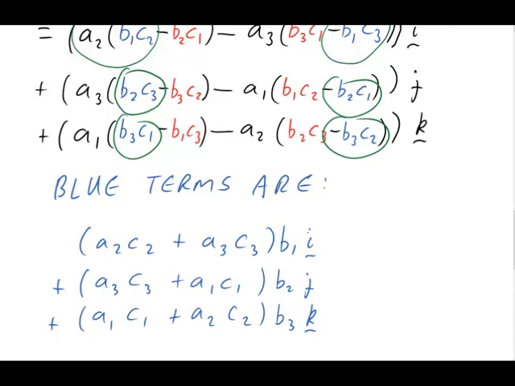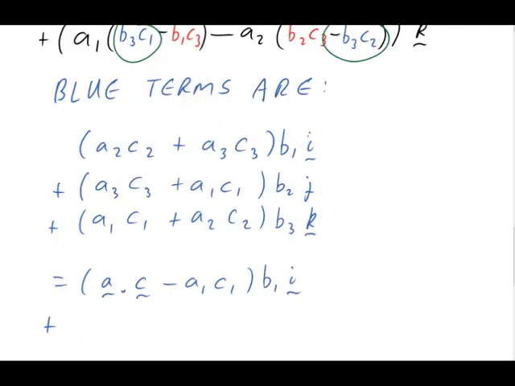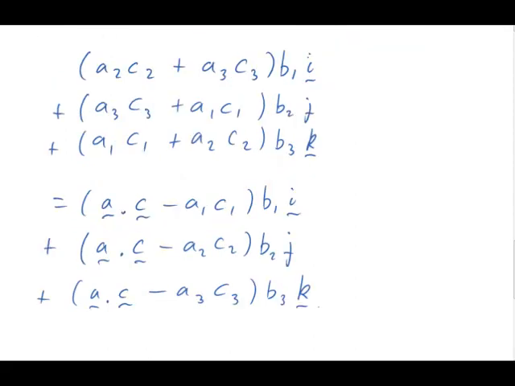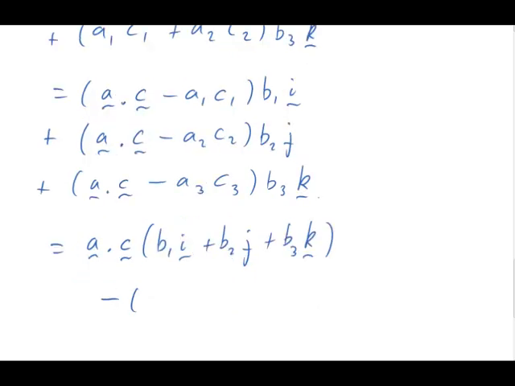What I'm going to do is take those bracket terms and write them as the dot product of a and c minus the term that should not be there. So in the first bracket, for instance, that is a dot c minus a1c1, and so on. So there's the first one, the one with I in, and the j and k ones will be similar. But now look what happens if I expand all three brackets. In the first terms, the ones containing a dot c, I will have a dot c times b1i plus b2j plus b3k. Let's write that out. And there will be three terms left to subtract, the ones that are all ones, all twos, or all threes.